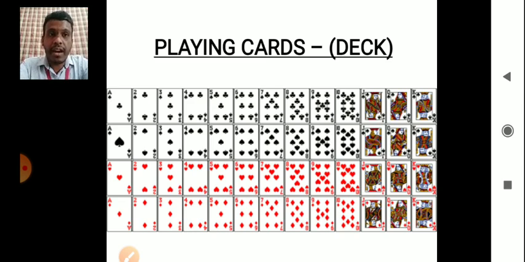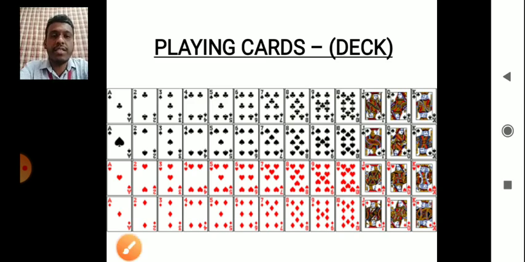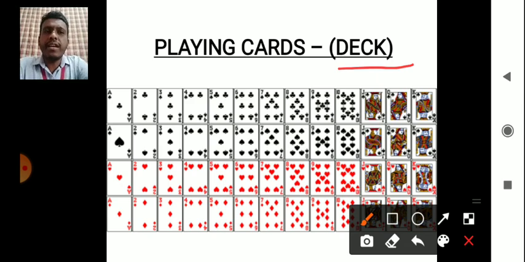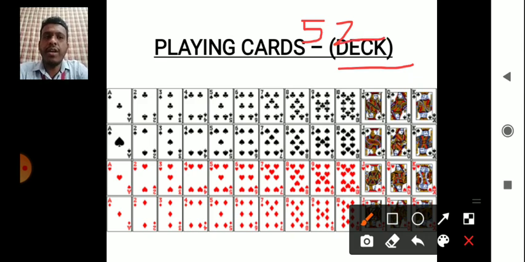A set of playing cards, you might have played cards. Now, in this set of playing cards there are a lot of concepts which you should understand. First of all, this set of playing cards is known as a deck. Now, in total how many cards are there? Totally we have 52 cards.